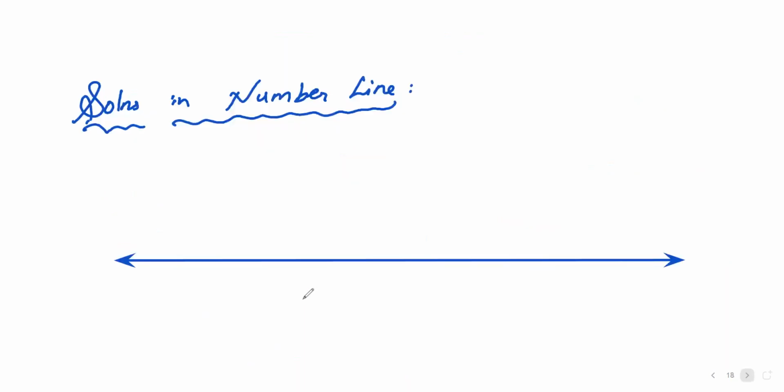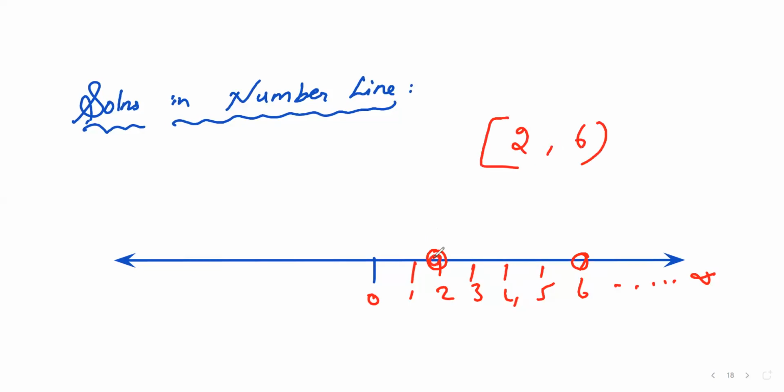How to represent the answer on the number line? 0, 1, 2, 3, 4, 5, 6, and so on to infinity. Here your answer is 2 to 6. This is included, so shade the circle. This is excluded, so a hollow circle. Your answer lies between here. That's all. Next question.